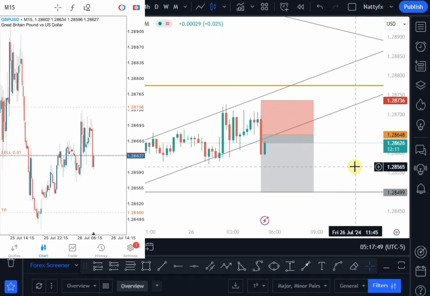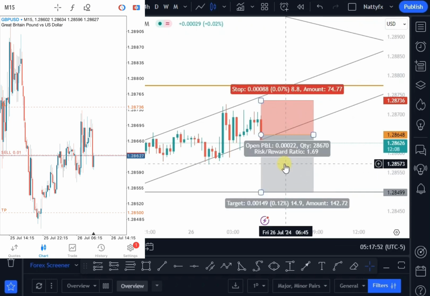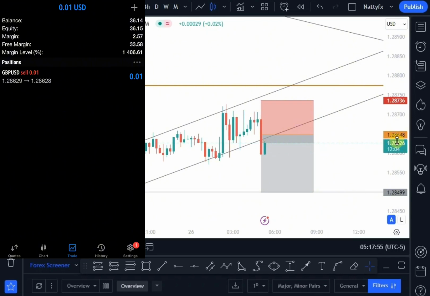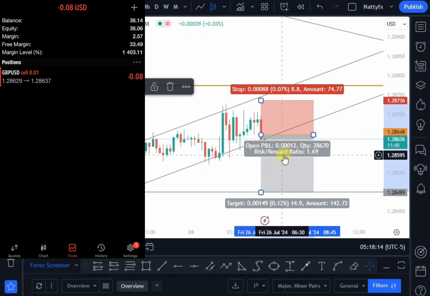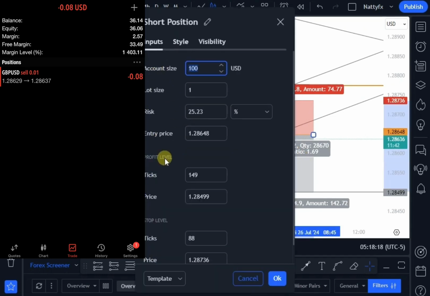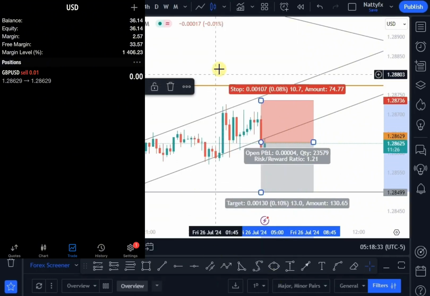Right now you see our entry point has changed. It's no longer 1.28648. As you can see here, it's now 1.28629. So we'll come to our TradingView and double click on it and go to the inputs, and our entry point will now be 1.28629, and then we hit OK.